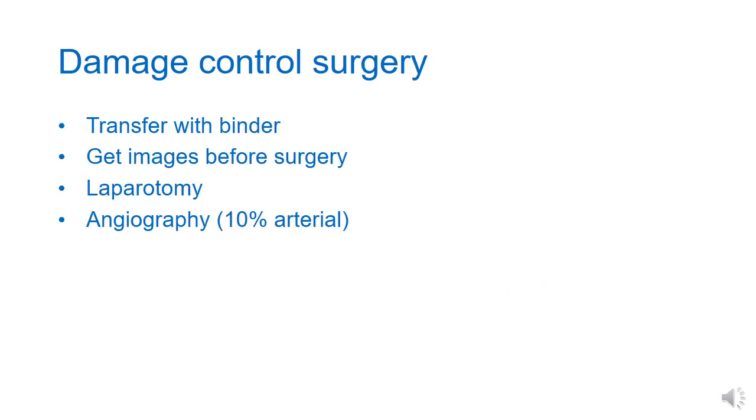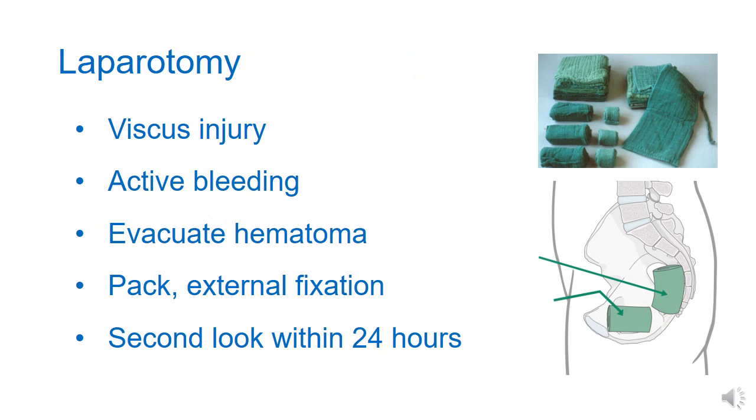For damage control surgery, the patient is transferred to the operating theater with the binder and the images are ready, and then we can either go for what's called laparotomy to open and see the bleeding, or angiography using the radiography theater.